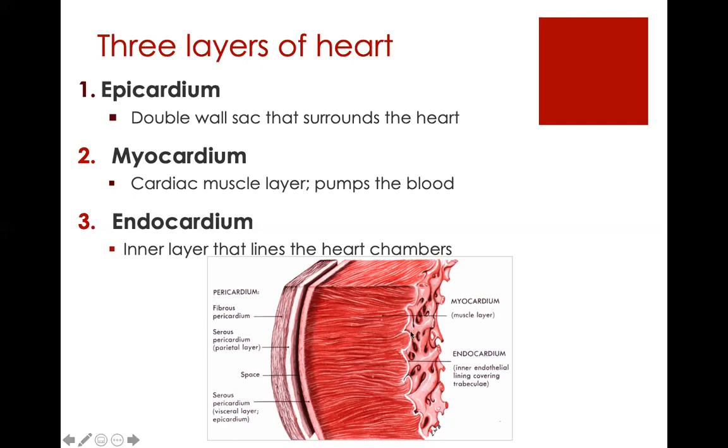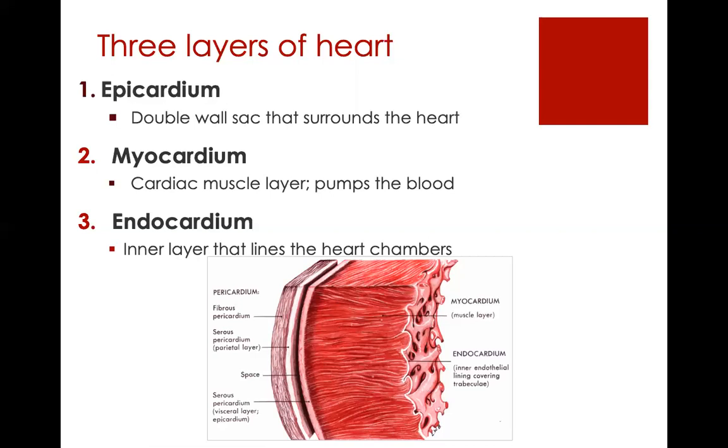So the endocardium is the inner layer that lines the cavity of the heart. It's the inner lining of the heart. It lines the chambers of the heart. Then you have this really thick layer, which is your cardiac muscle, and that is known as your myocardium.